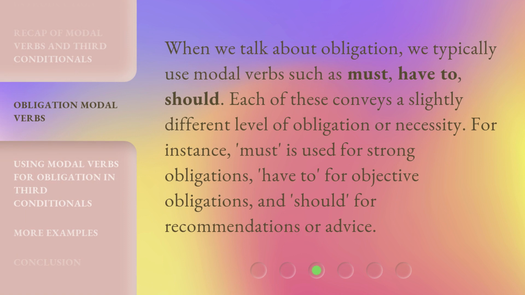When we talk about obligation, we typically use modal verbs such as must, have to, should. Each of these conveys a slightly different level of obligation or necessity. For instance, must is used for strong obligations, have to for objective obligations, and should for recommendations or advice.